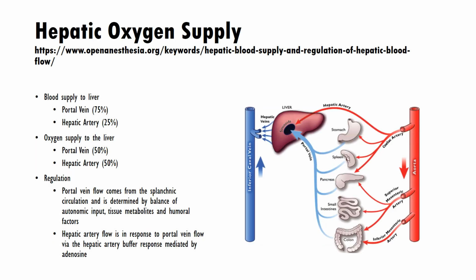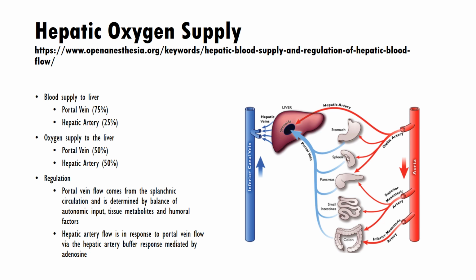Okay, our next topic here is hepatic oxygen supply. There's a nice short article on Open Anesthesia that summarizes this topic really nicely, so if you're interested, or still a bit confused about this topic, I would suggest reading this short blurb. Your blood supply to the liver comes from two sources. The portal vein carries the majority of the blood, about 75%, and the hepatic artery carries the minority, about 25%. Now, your oxygen supply is about 50-50 from these two sources. The portal vein brings half, and the hepatic artery brings half.